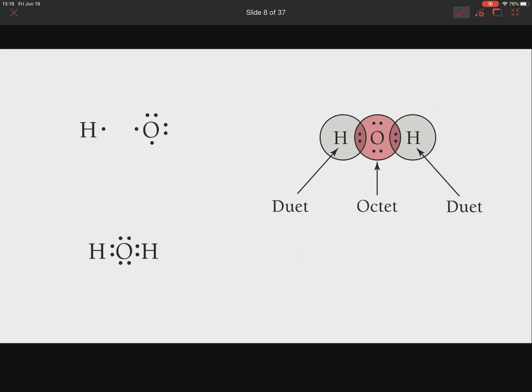Okay, so that's ionic compounds. Let's talk about covalent compounds. So again, covalent means sharing. When nonmetals bond with other nonmetals, the molecular compound results. Molecular compounds contain covalent bonds in which the electrons are shared between the atoms rather than transferred.